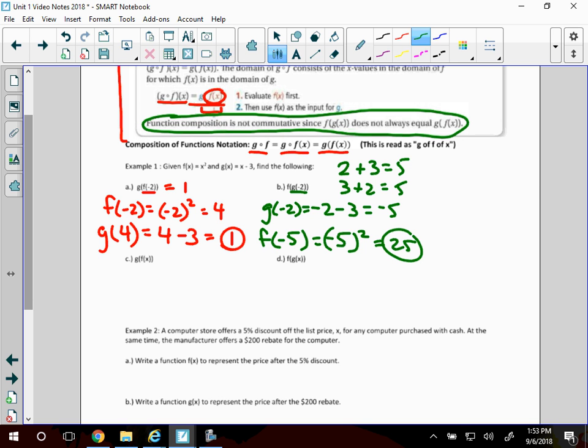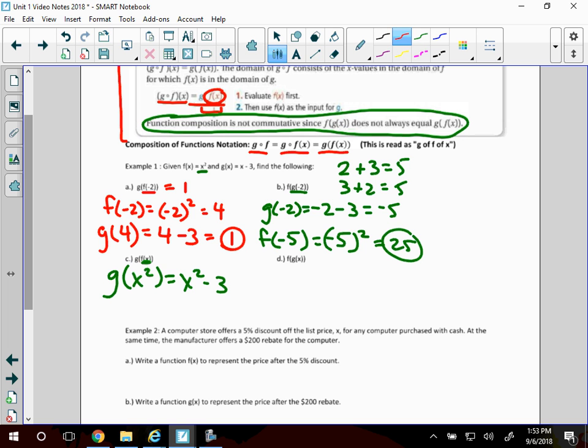All right, so now let's look at C. So now we're doing g of f of x. I'm still doing the same thing, but instead of finding f of a value, I'm just using the whole function. So this is saying go to g, and where I see x, replace it with f of x, which was x squared. So now I'm going to go to the g function, and where I see x, I'm going to replace it with x squared.